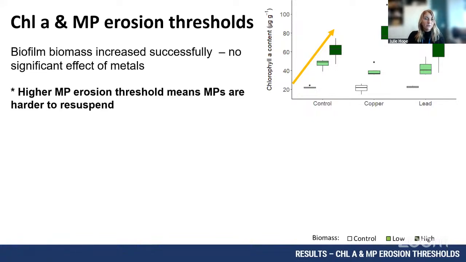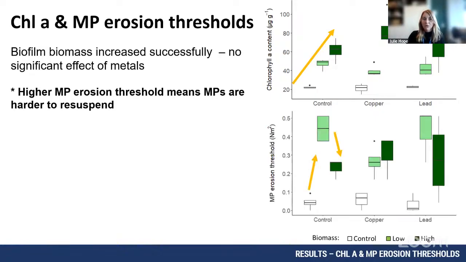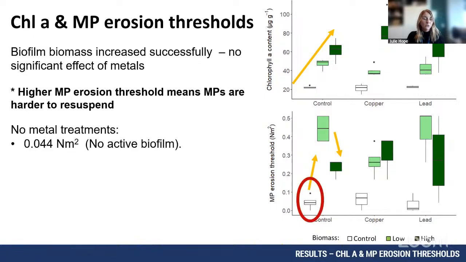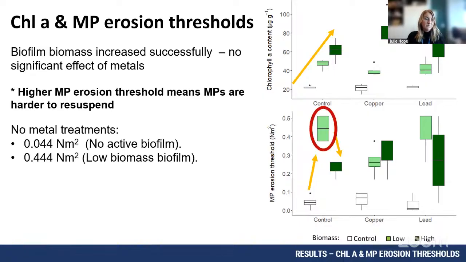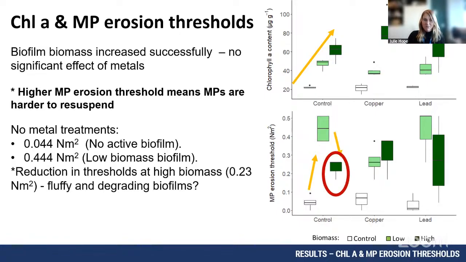And just a reminder for those that are not familiar, when we have a higher microplastic erosion threshold, that means that the plastics are harder to resuspend from the bed. So when we look at the control, no metal additions, just these first three boxes on the left, you can see that we have a really low microplastic erosion threshold when there's no active biofilm present, that white box. You can hopefully see that that is substantially increased when we have a low biomass biofilm. The erosion threshold is much higher. It's much harder to remove those plastics from the bed. But then we also see this reduction in the erosion threshold at a high biomass level.